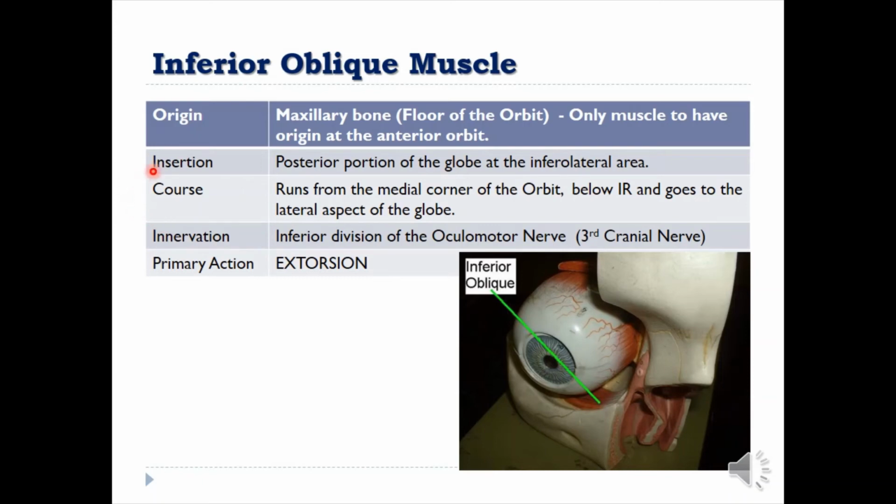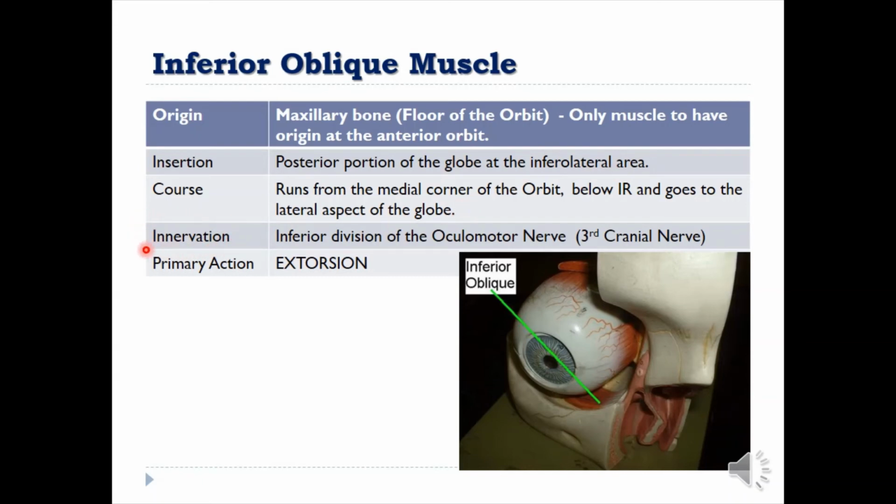So now how is the muscle moving? It runs from the medial corner of the orbit, in fact the inferior medial corner of the orbit. It goes below the inferior rectus. Inferior rectus is here, though we cannot see it in this picture. It goes below the inferior rectus and goes to the lateral aspect of the globe. And where on the lateral side is it getting inserted? At the inferior lateral part of the globe.